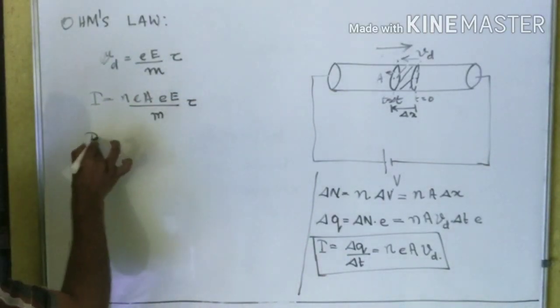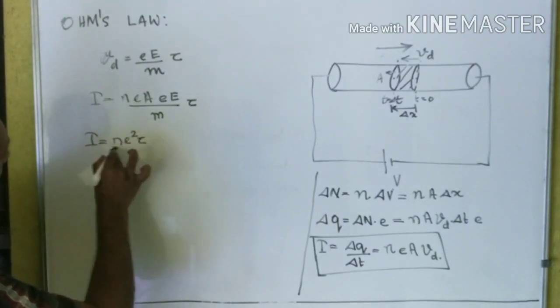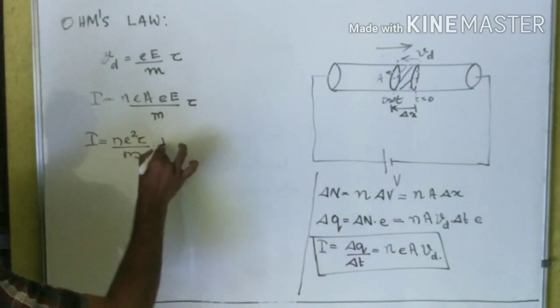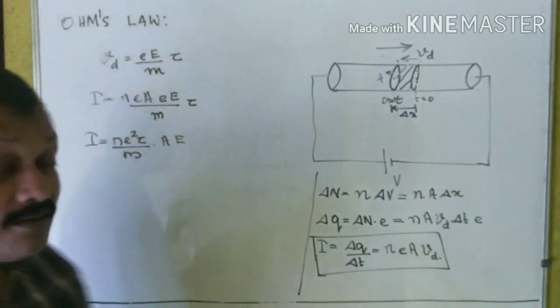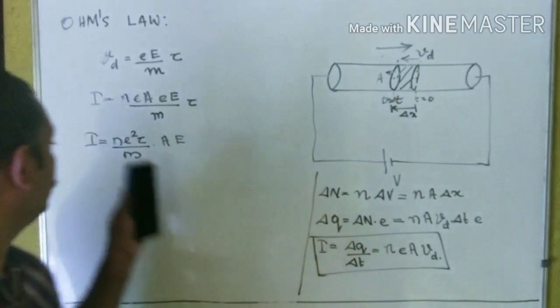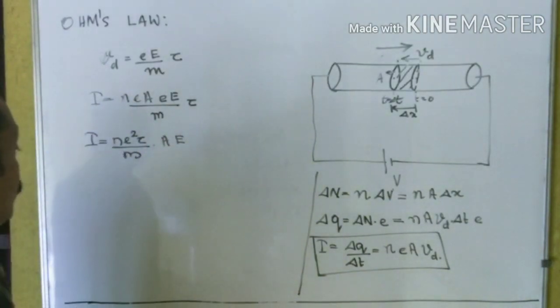This will give you electric current I is equal to n e square tau by m into A into E. Already, what is n? n is the number of free electrons per unit volume. e is the charge of electron. Tau is relaxation time. m is the mass of the electron.